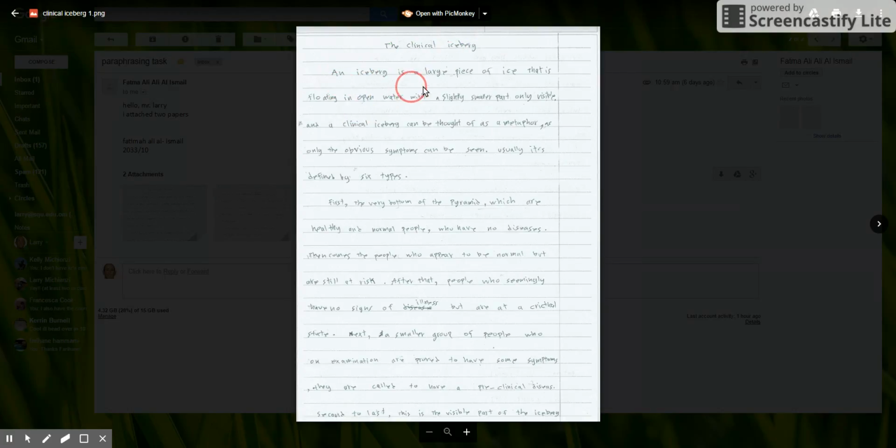That's good. An iceberg is a large piece of ice that is floating in open water with a slightly smaller part. Okay, only visible. You have a word order issue here. The only visible part is a small part of the iceberg is what you want to say. And a clinical iceberg can be thought of as a metaphor, as only the obvious symptoms can be seen. Usually, it's defined by 6 types. Okay, so obvious symptoms. I think you missed also the dying people, right?